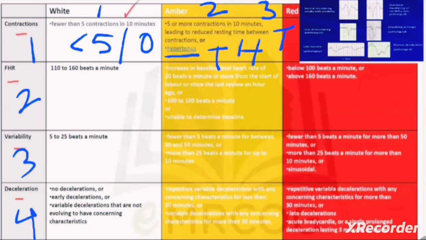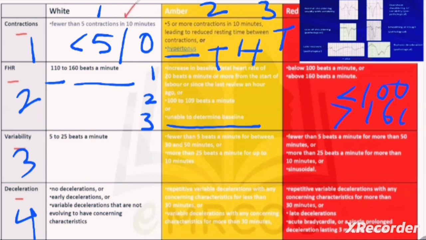Now coming towards the fetal heart pattern, if the fetal heart rate is 110 to 160, this is absolutely normal. If there is an increase in the baseline fetal heart rate of about 20 beats since the start of labor or since 1 hour ago when we last reviewed the CTG, or if the rate is 100 to 109, or if we are simply unable to determine the fetal heart rate pattern, we categorize it as a suspicious feature. And for the abnormal fetal heart rate pattern, if it is less than 100 or more than 160, we categorize it as alarming.